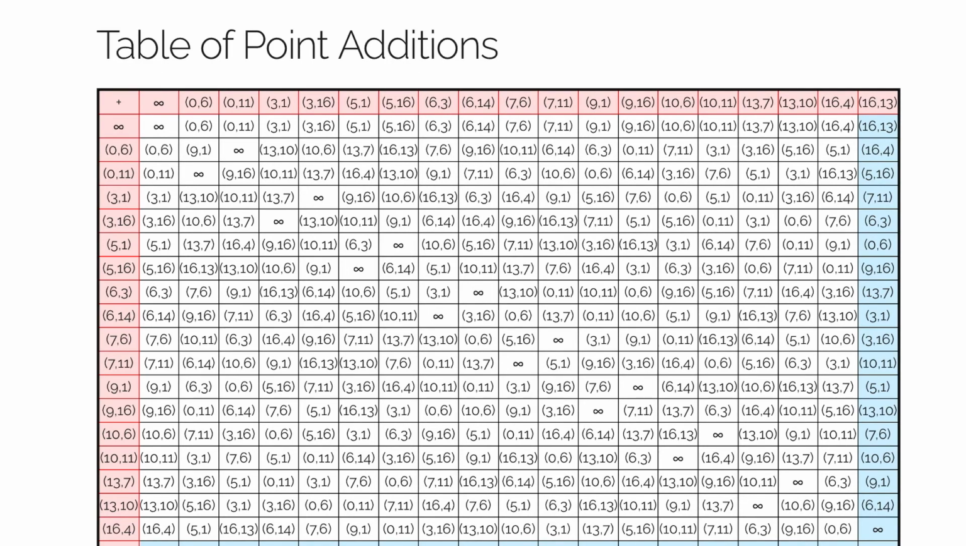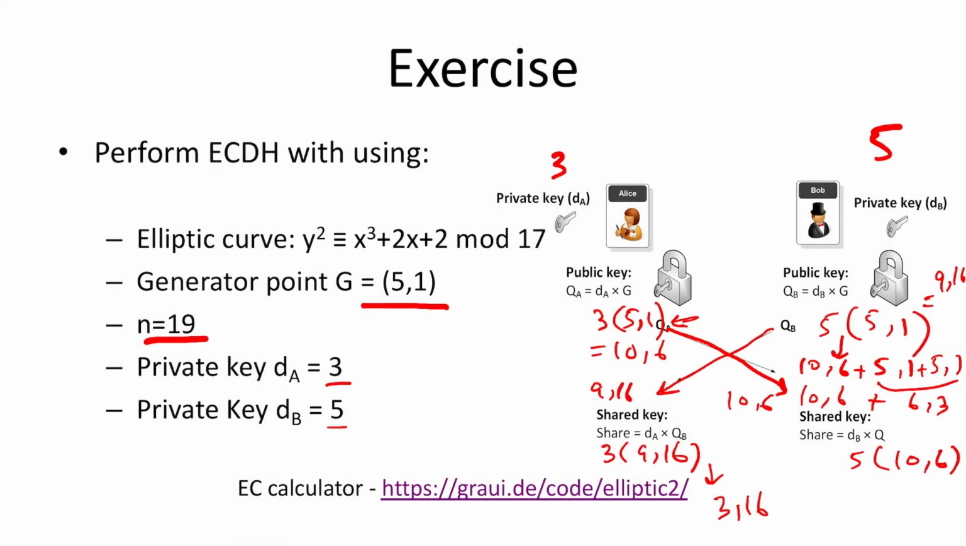So finally, I'm going to add (10,6) to (0,11). Let's choose a row labeled (0,11) and column labeled (10,6). This gives us (3,16). So 5 times (10,6) is also (3,16).